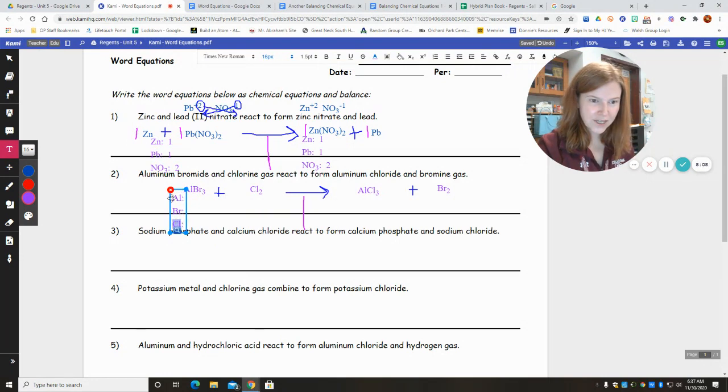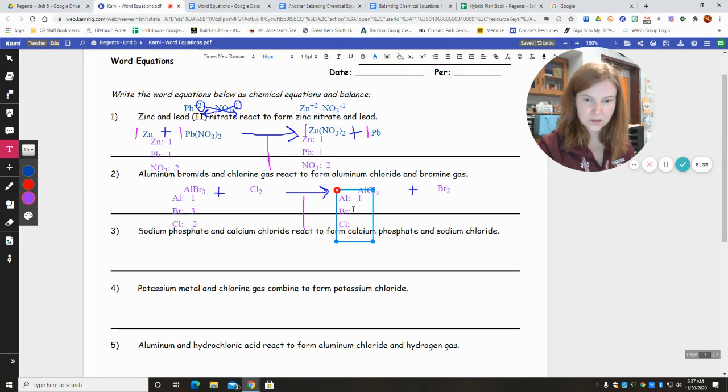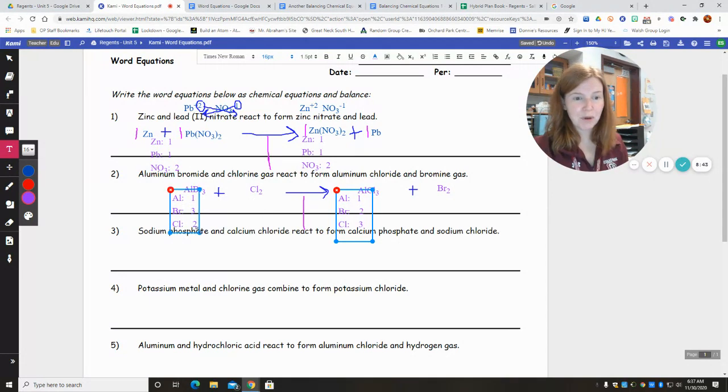Again, just another tip that I mentioned before. Keep your inventories in the same order on both sides. That will make your life easier. All right, so initially I have 1 aluminum, 3 bromines, 2 chlorines. On my other side, I have 1 aluminum, 2 bromines, 3 chlorines. Okay, so to balance this, my aluminums are balanced, my bromines are not, my chlorines are not.